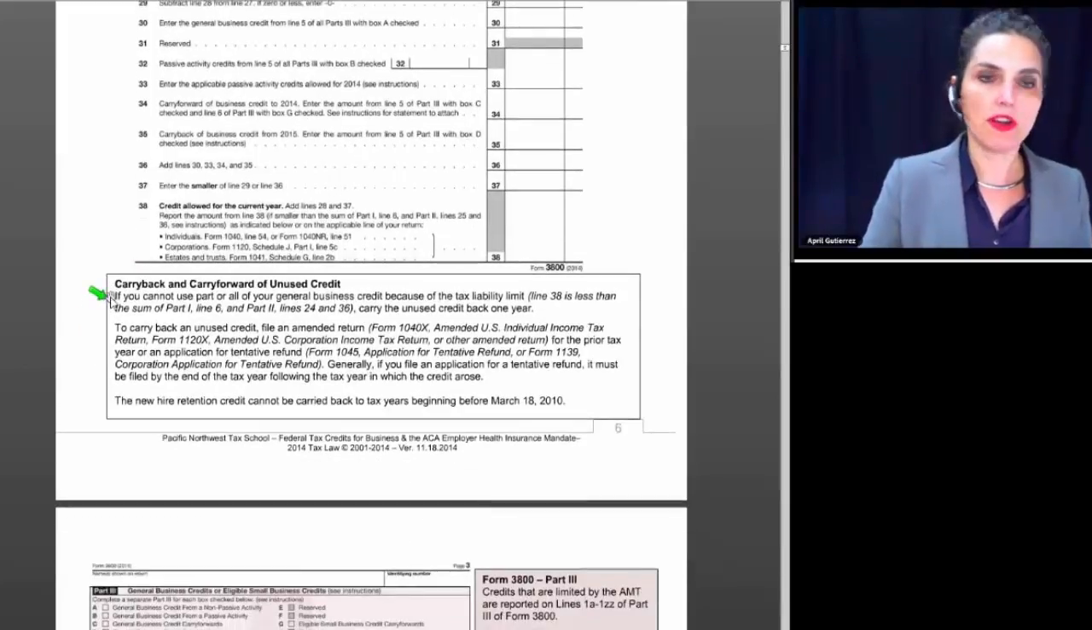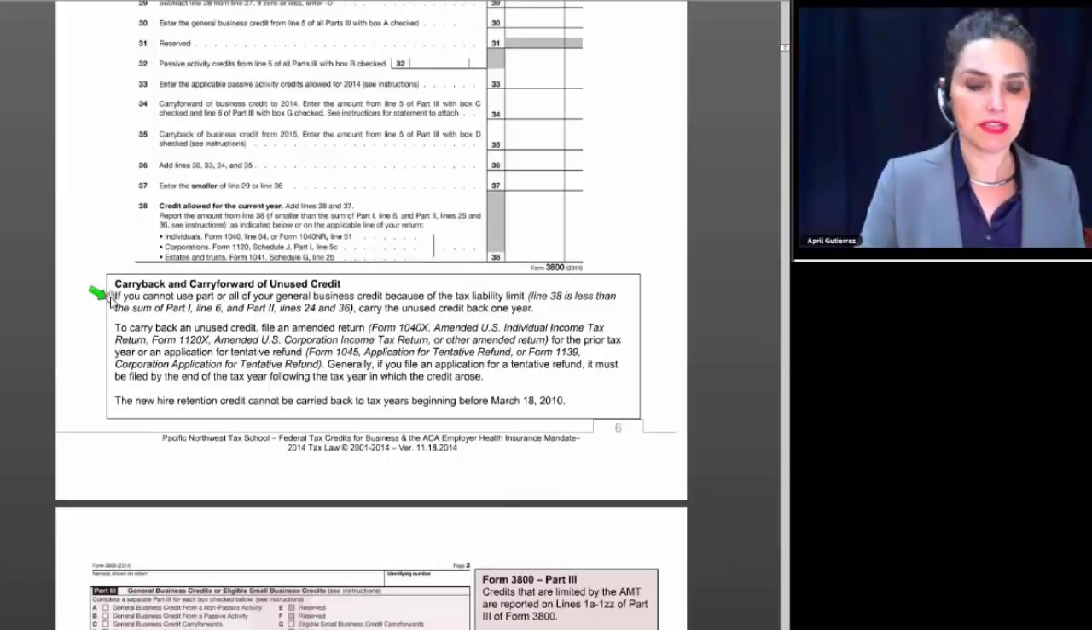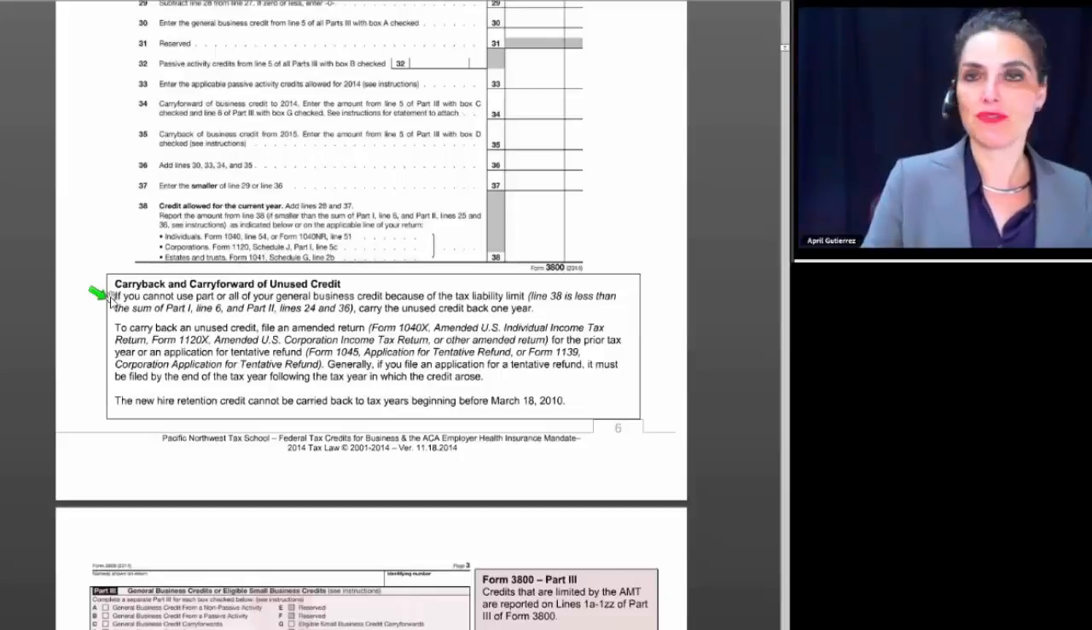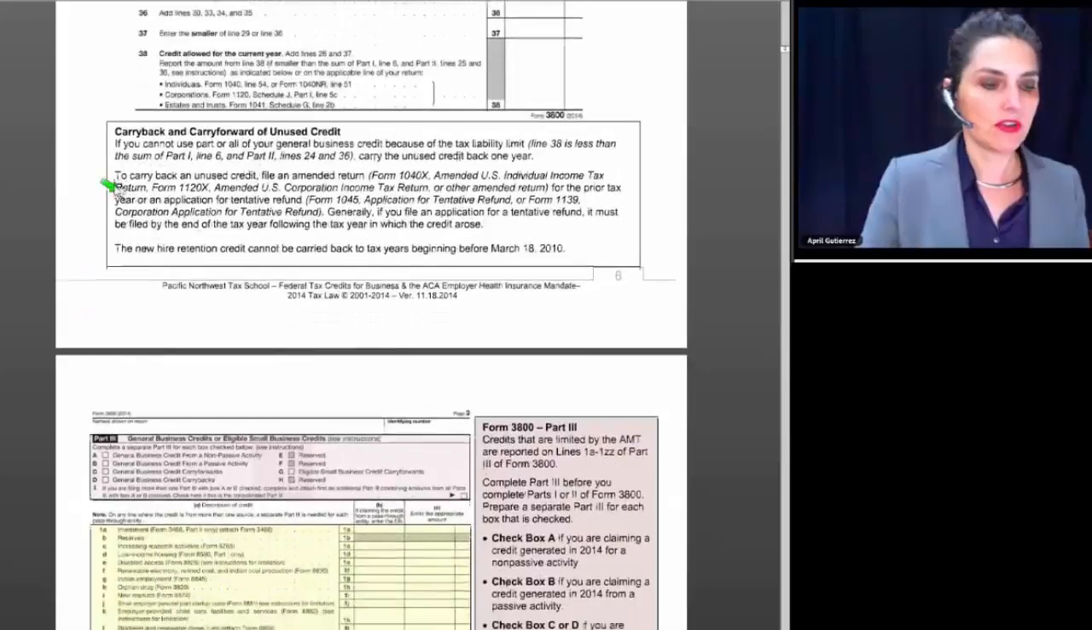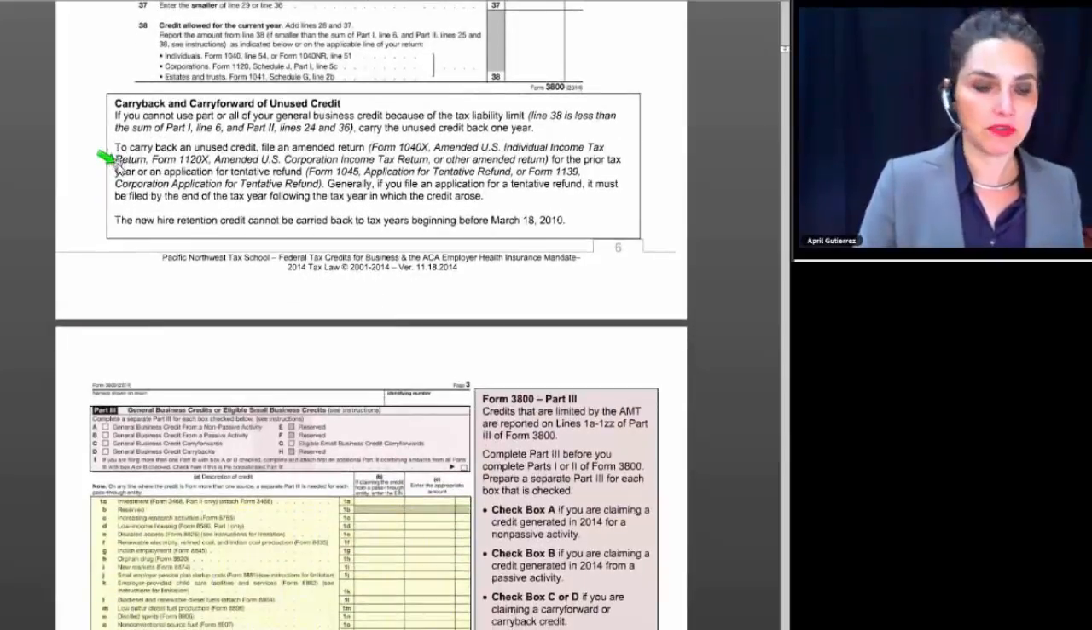Down here at the bottom, it shows the carryback and carryforward of unused credit. If you cannot use part or all of your general business credit because your tax liability shown on line 38 is less than the sum of Part 1, line 6, and Part 2, lines 24 and 36, you're going to have to carry the unused credit back 1 year and then begin carrying it forward up to 20 years. To carry back an unused credit, file an amended return, which for individuals would be Form 1040X, and it's Form 1120X if you're filing a corporate amended return.